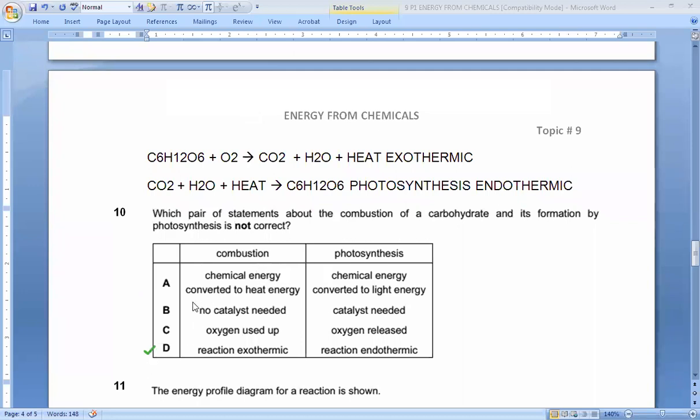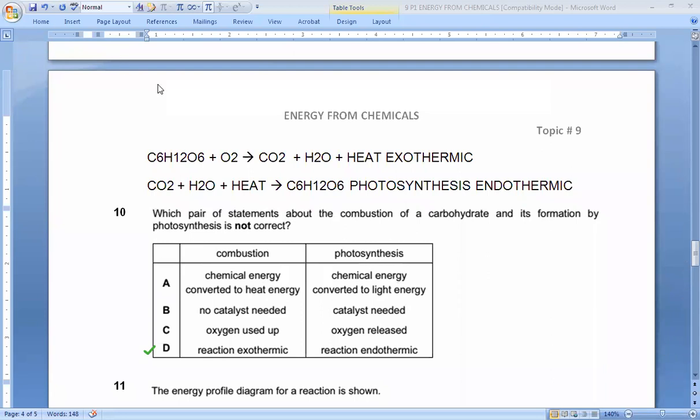Because chemical energy converted to heat energy, this statement is correct about combustion, but about photosynthesis it is not correct. Light energy is converted into chemical energy, but the written statement is reversed. Chemical energy converted to light energy, this is wrong. Question 10, option D is correct.